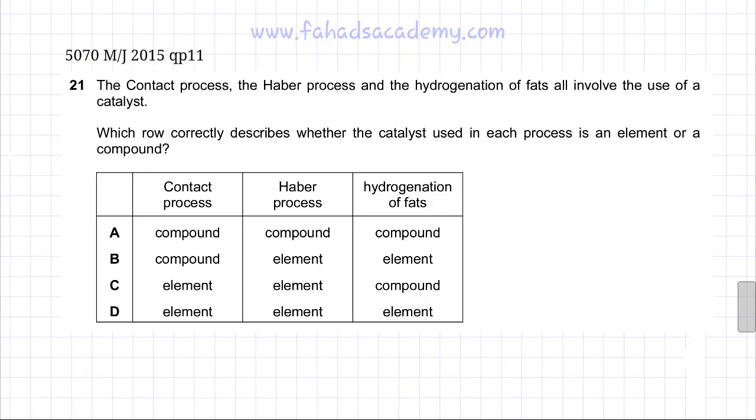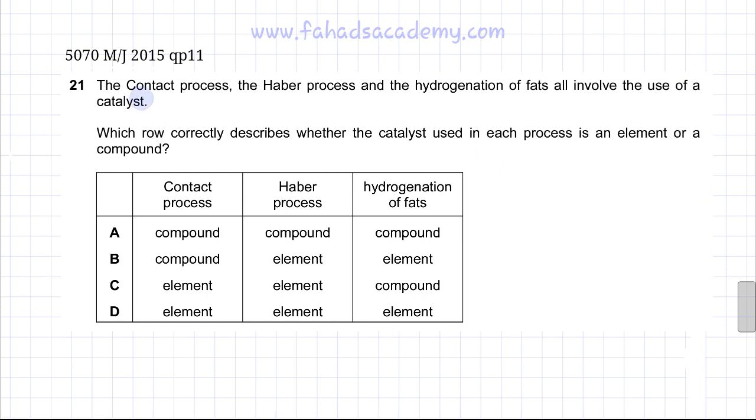The following question is about catalysts. The question states that the contact process, the Haber process, and the hydrogenation of fats all involve the use of a catalyst. So he's talking about three processes, and he's asking which row correctly describes whether the catalyst used in each process is an element or a compound. So starting with the contact process.